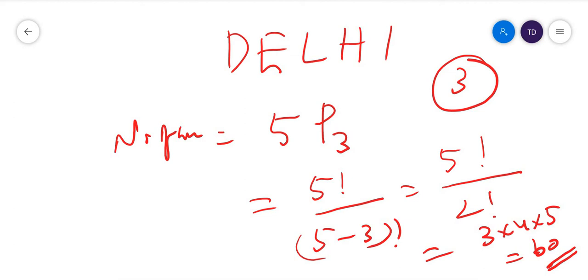Now I will get into combination. What is combination? A selection of objects in which the order of the objects doesn't matter, that is combination. I am talking about combination.